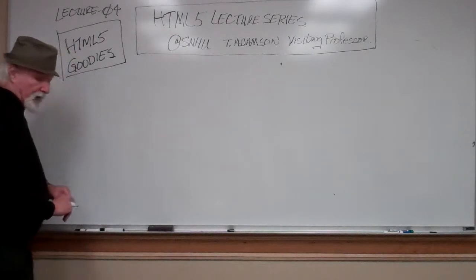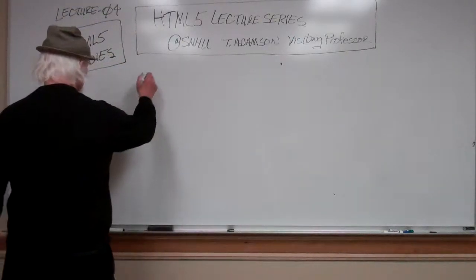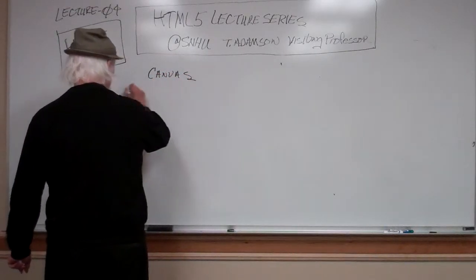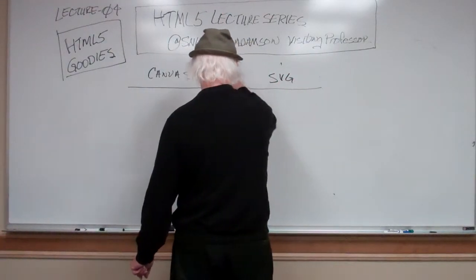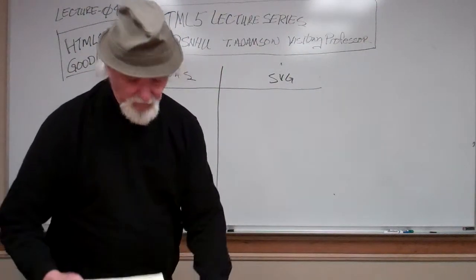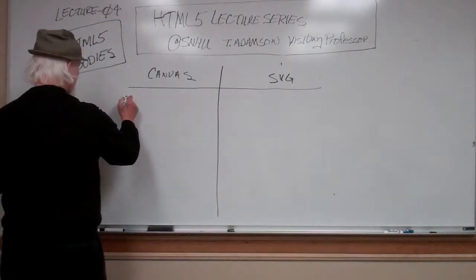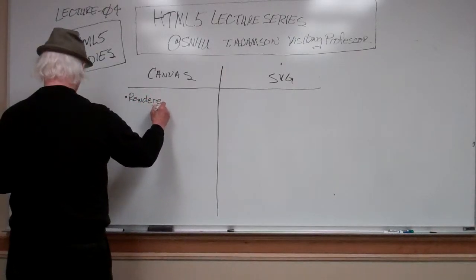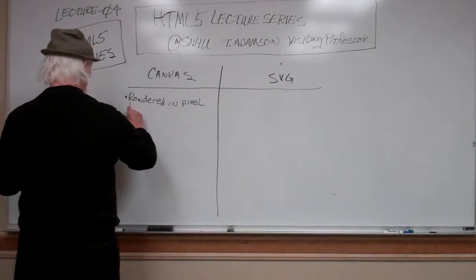Okay, what I'm going to do now is make a table where I'm going to compare the Canvas and compare it to scalable vector graphics. I will see, on a point-by-point comparison, what the strengths and weaknesses of the two are. This one right here, the Canvas, is rendered pixel by pixel.